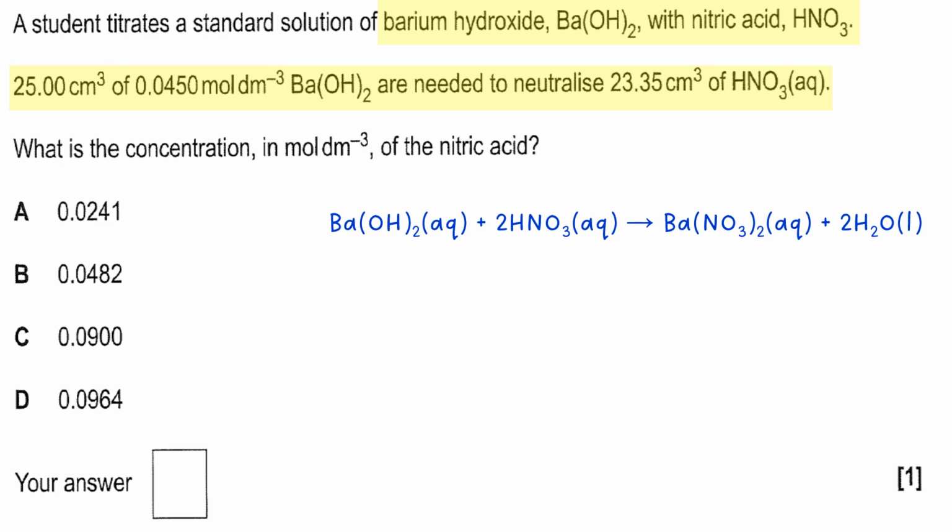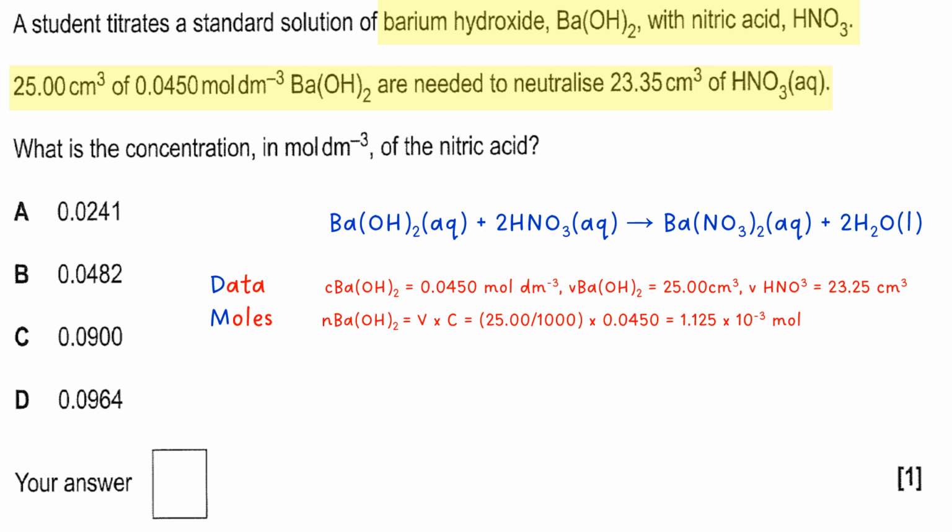So the information for the barium hydroxide allows us to work out the moles of barium hydroxide, so that's where you start. So you write down all your data and you collect the data for the thing you can work out the moles for. So that gives us 1.125 times 10 to the minus 3 moles for barium hydroxide.